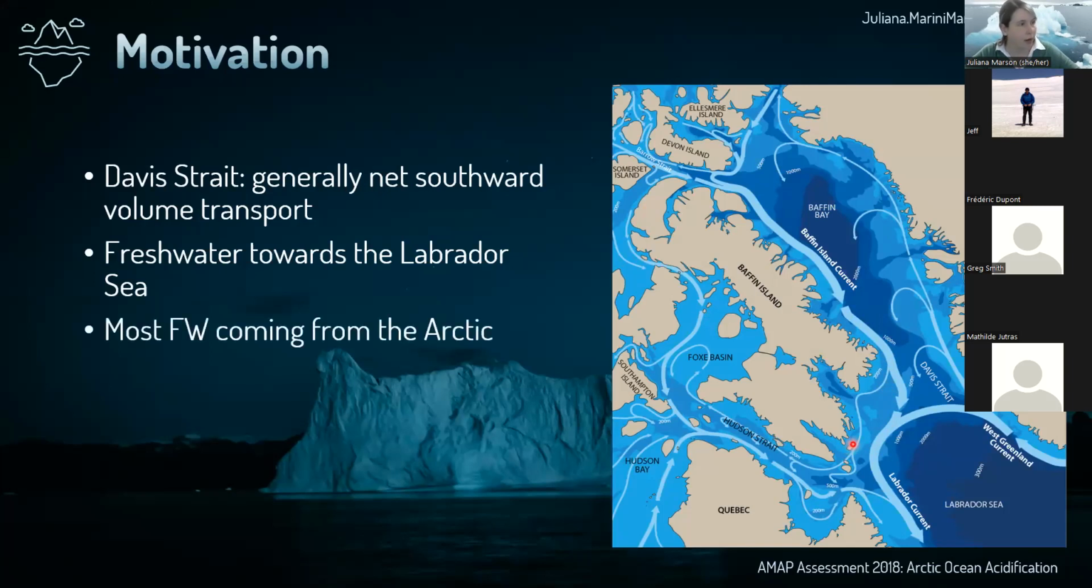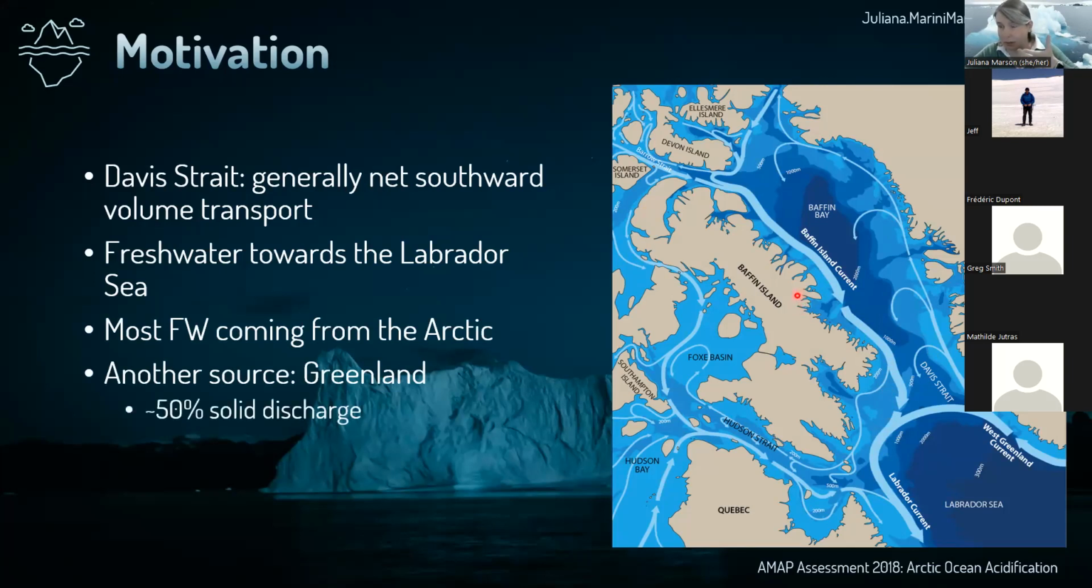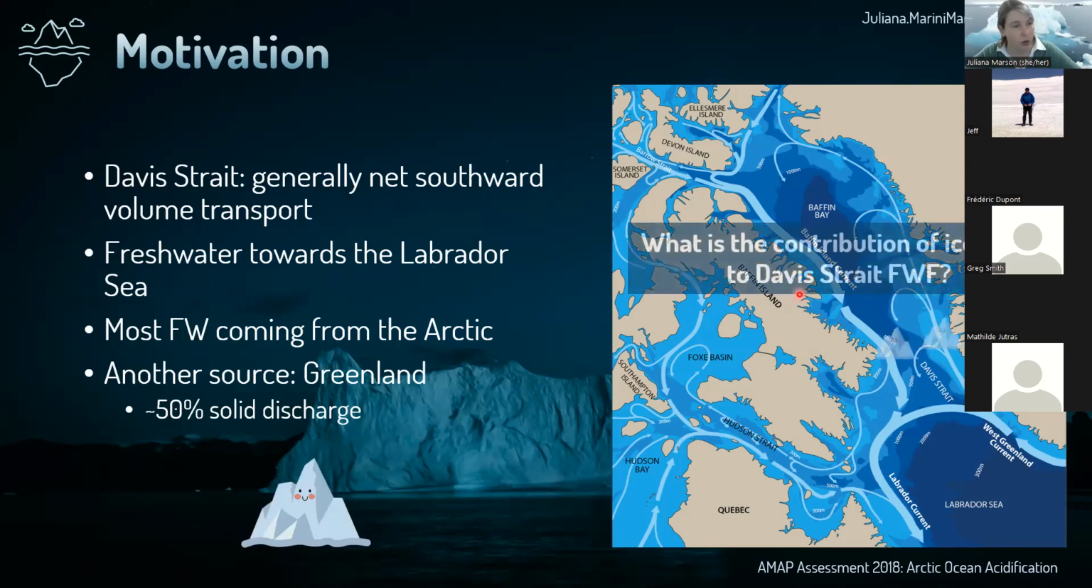Now, although most of this fresh water that is brought southwards is coming from the Arctic, another important source of fresh water there is the Greenland Ice Sheet. Since the Greenland ice mass discharge is about 50% in solid form, and that means mostly calving of icebergs, I was curious to know what is the contribution of icebergs to Davis Strait freshwater flux.